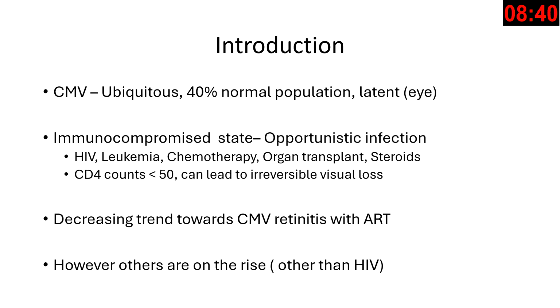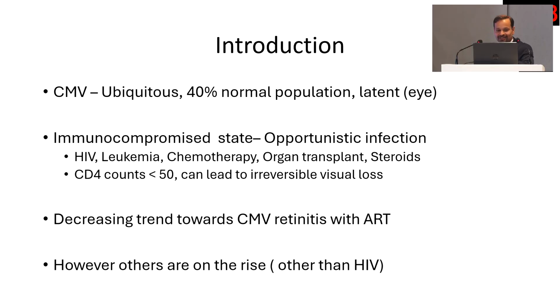As compared to some other viruses, CMV or cytomegalovirus is a ubiquitous virus. It is seen in approximately 40% of the normal population. And usually most of us would have this virus in the eye in a latent form. Now, once a person is immunocompromised, this CMV virus gets activated. It acts as an opportunistic infection.